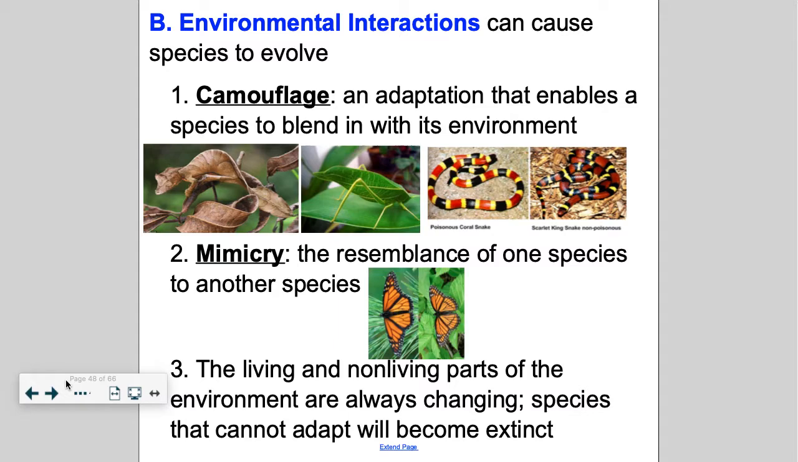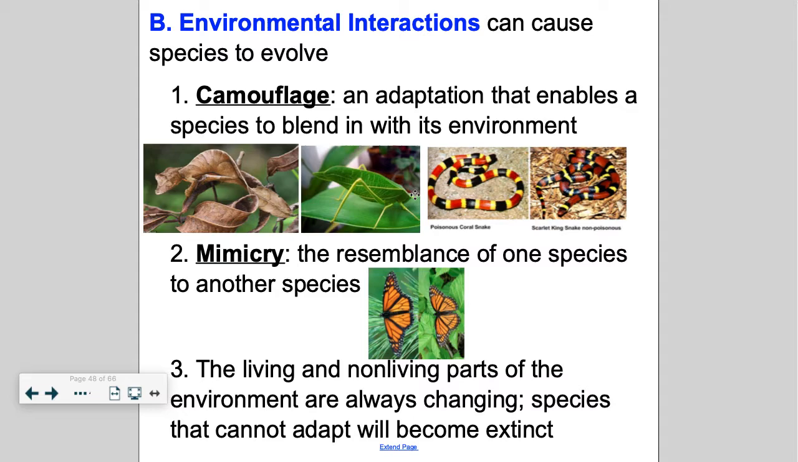So moving on to interactions in the environment. The environment can cause species to evolve or change over time. Camouflage, okay? Species blend in with their environment so they don't get picked off by some predator. These two panels right here are showing camouflage. It's some type of lizard, chameleon, and this is some type of bug. Looks like a leaf.